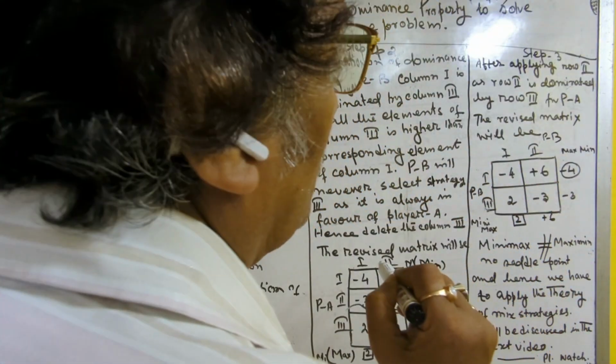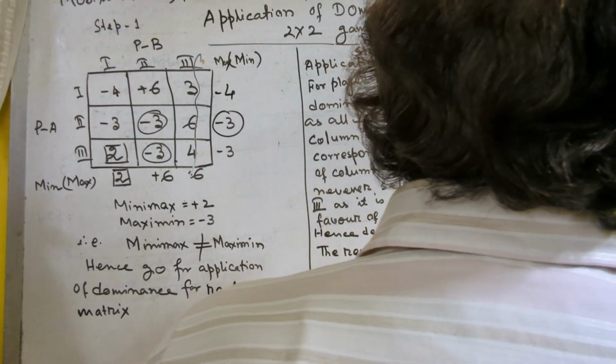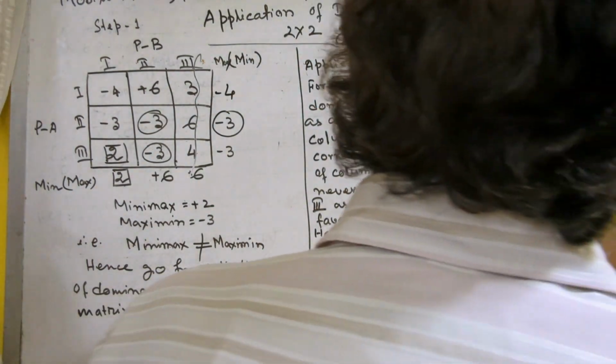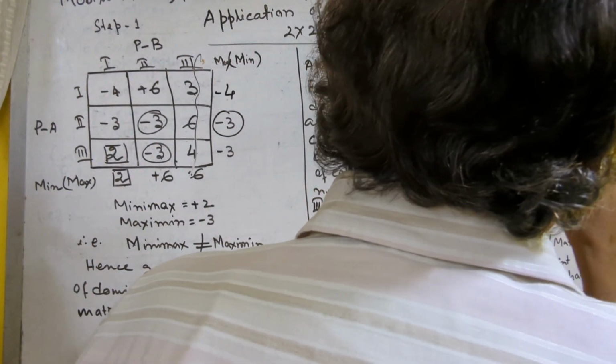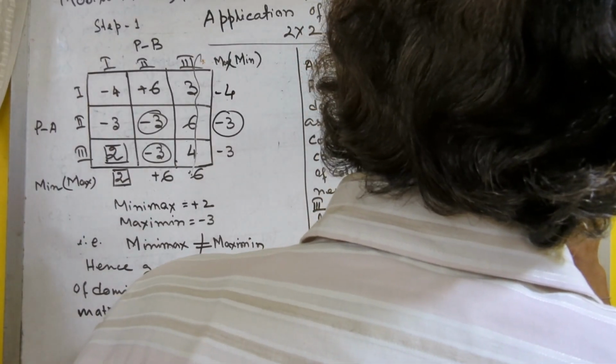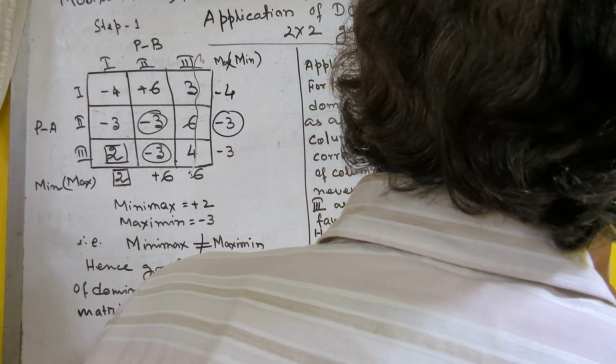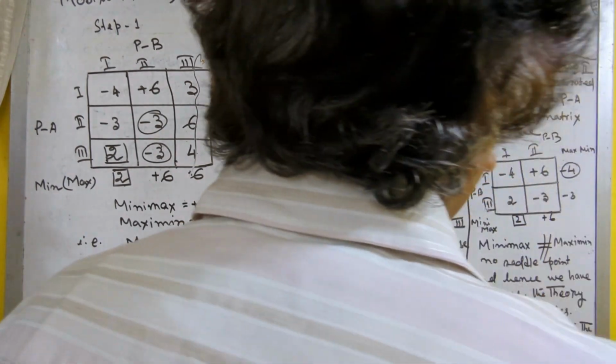Then what will we do? Again you will try to reduce the matrix, but it is not possible. You can check it, because for this column and this column, this is lesser than this and this is higher than this. In this way the combination remains such that you cannot reduce. Then what will we do for a solution?